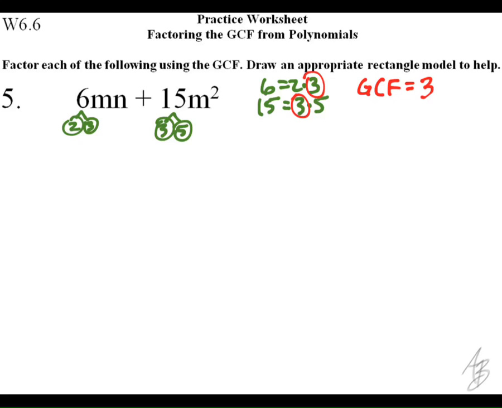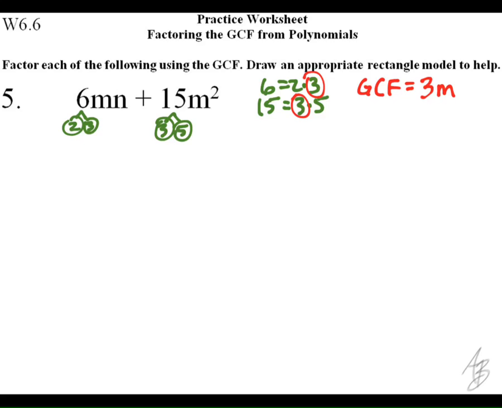And then what are we going to do with the variables? Do I need any m's? Do they have any m's in common? Yep, they have 1. How about n's? No. This one has an n, but this one does not. So our GCF is going to be 3m.